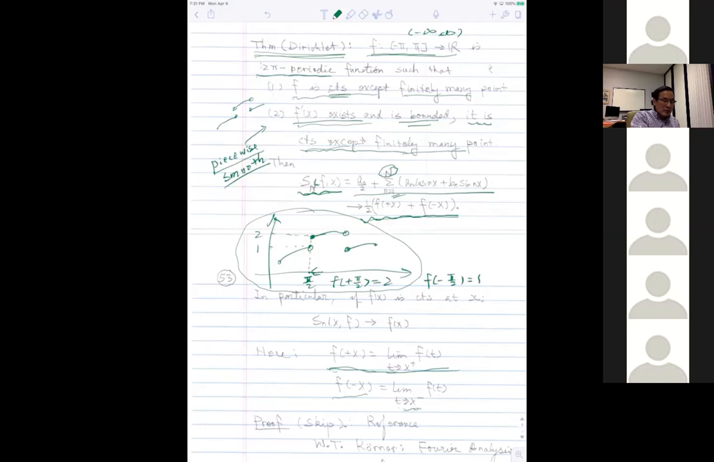So this would mean that the Fourier series will converge to 1/2 of 2 plus 1. So that is 3/2. That is the middle of these 2 points. So that is what this pointwise convergence tells us. Like in this case, it will converge to this point here in the middle.